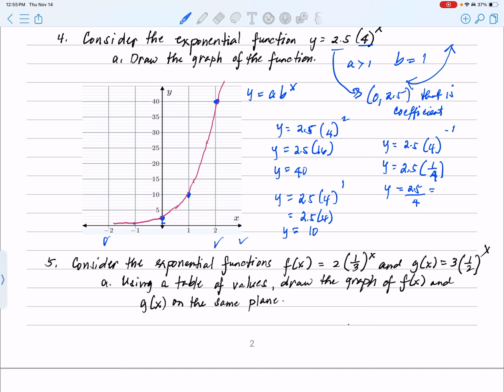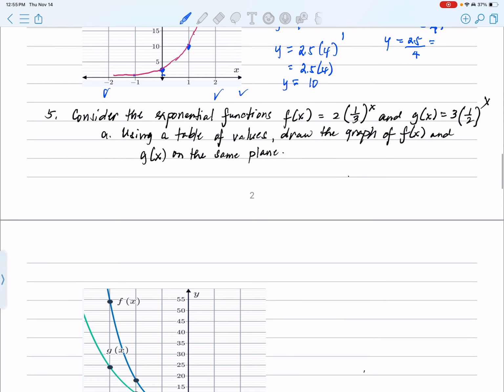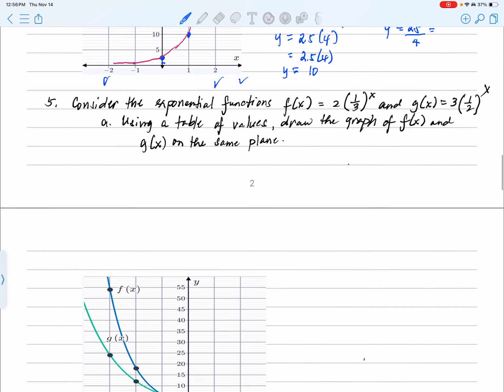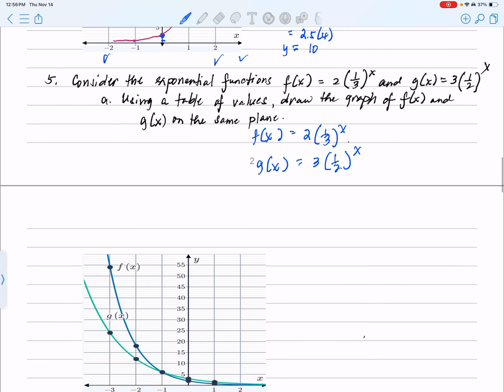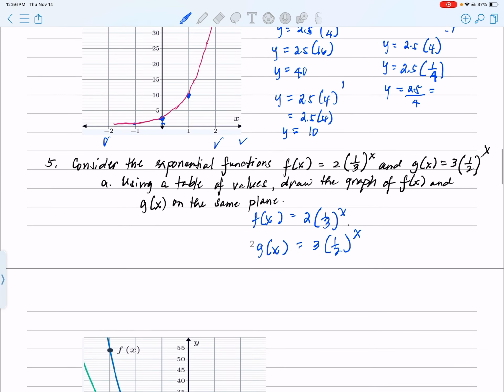Okay, let's go to the next number. Consider the exponential functions f of x equals 2 times 1/3 to the power of x, and g of x equals 3 times 1/2 to the power of x. Using the table of values, draw the graph of f of x and g of x on the same plane.